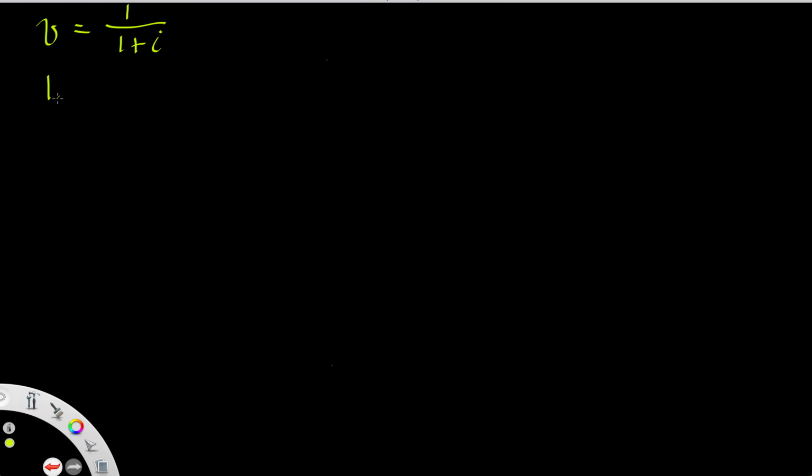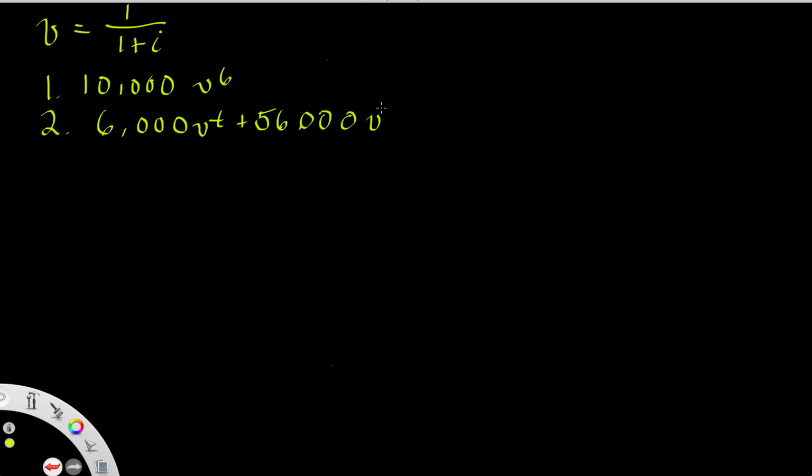The first thing, the 10,000 chicken fingers at the end of year 6, can be represented by 10,000 times nu to the 6th power. The second item, 6,000 chicken fingers at the end of year t and 56,000 at the end of year 2t, can be represented by 6,000 nu to the t power plus 56,000 nu to the 2t power. And the third thing, 5,000 chicken fingers payable immediately, is simply, in present value, 5,000.